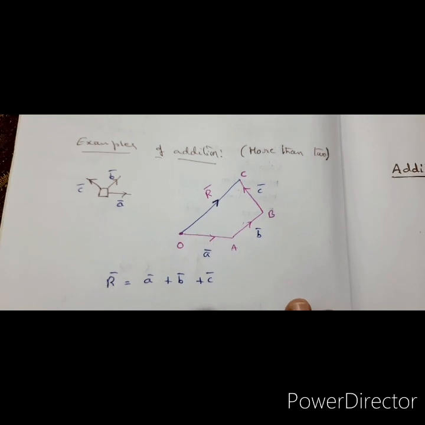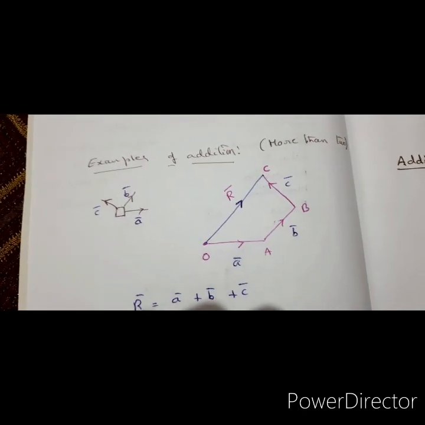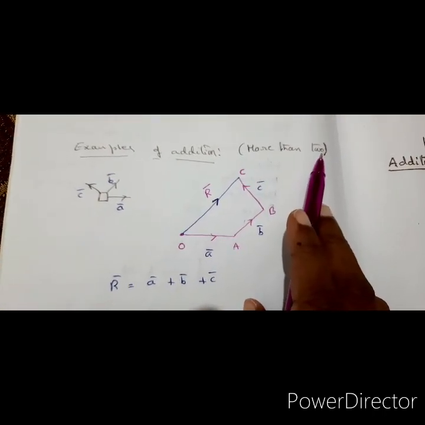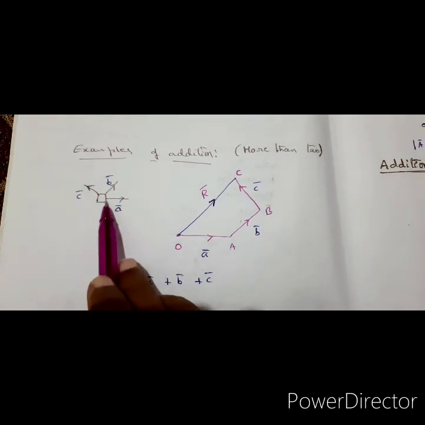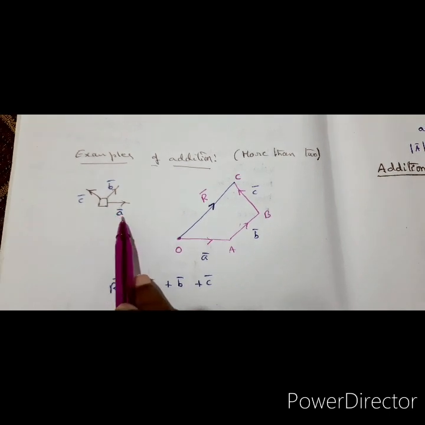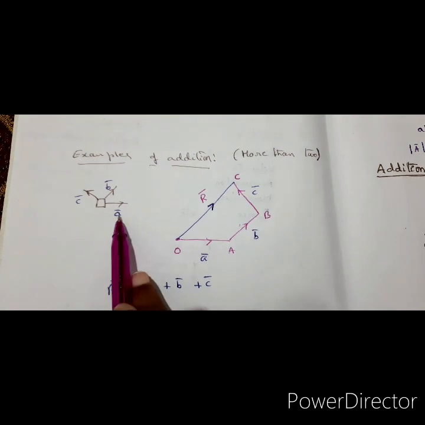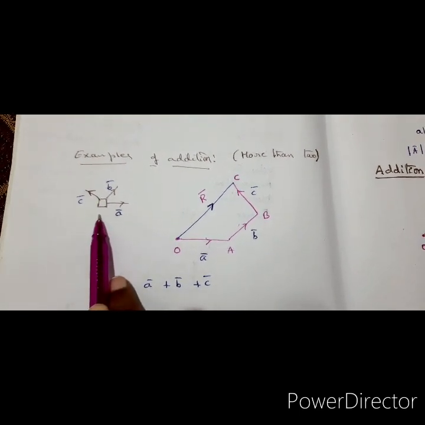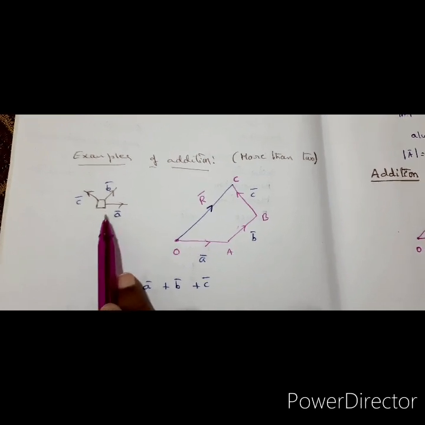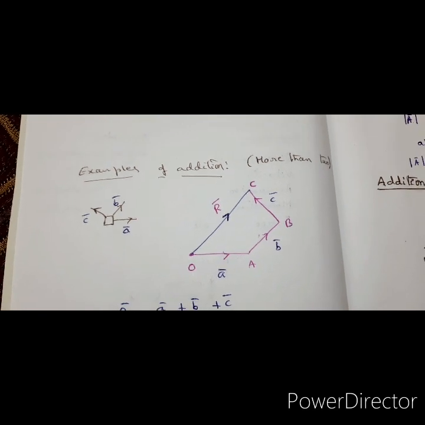When we talk about addition of vectors, here I am taking the example of more than two vectors being added. That means on a body, or on a point, three vectors A bar, B bar and C bar are acting in the directions as specified here. Now how are we going to add them and find the resultant vector?